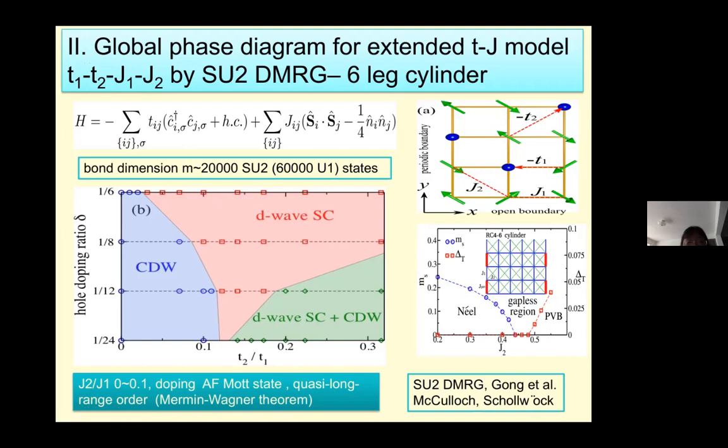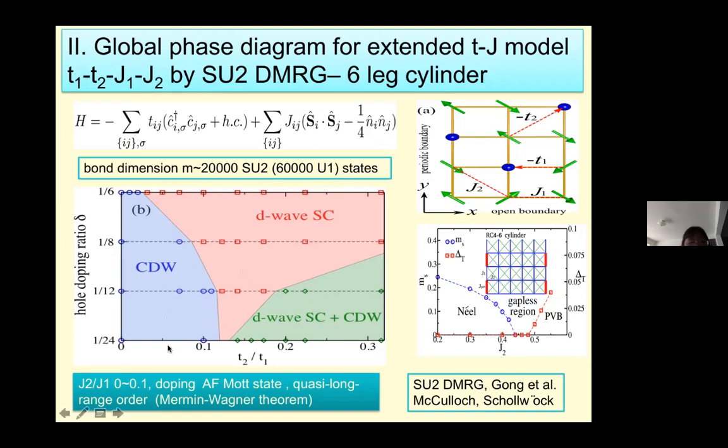The SU(2) DMRG allows us to keep a bond dimension of around 20,000. However, those 20,000 are spin multiplets, so it represents roughly 60,000 U(1) states. You see that we really would like to go to a little bit larger system, because we are looking at correlations.